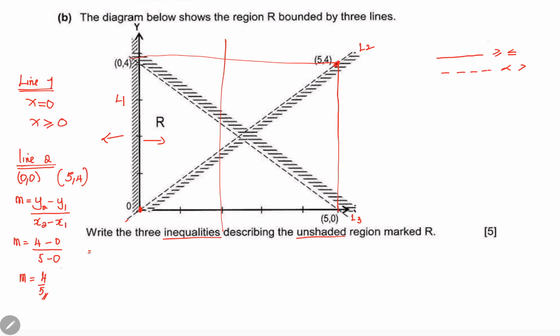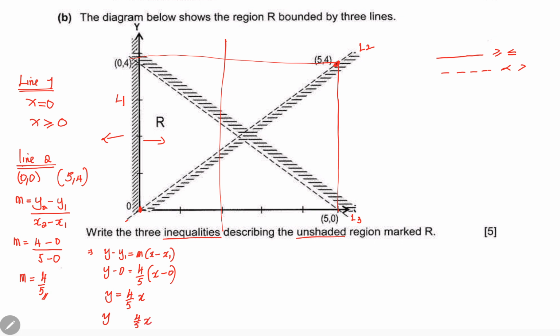So now we're going to say y minus y1 is equal to m times x minus x1. So y minus y1 is 0. The gradient is 4 over 5. And by the way, it should be positive because the line is going up. If you find that the gradient is negative, but the line is going up, you're doing something wrong, my dear. x minus x1 is also 0. Meaning we have y is equal to 4 over 5 x. But we are not interested in the equal sign. So which sign are we going to put there?